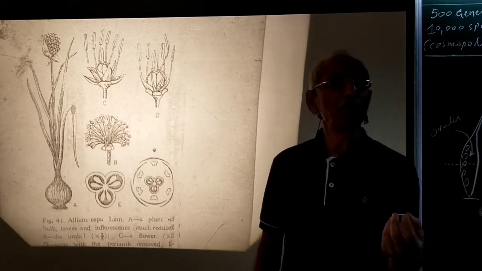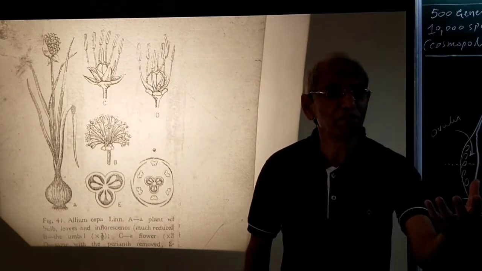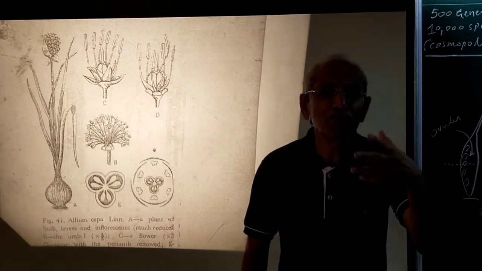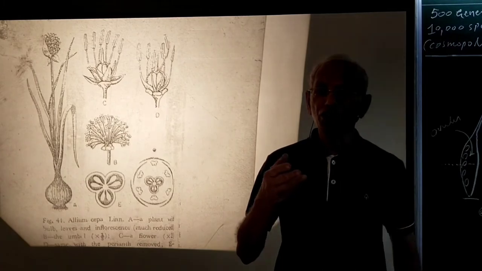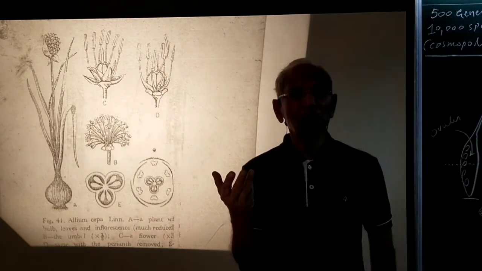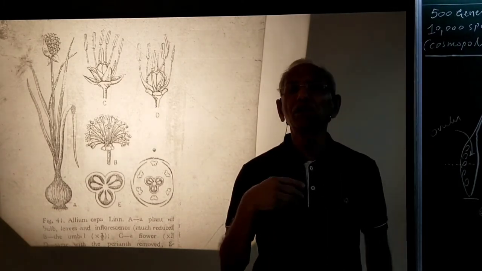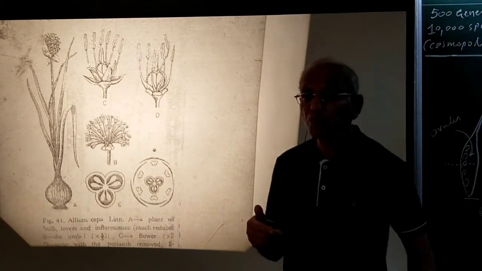Where the umbellate inflorescence clusters can be seen, and later on the fruits with the seeds are there. That is an important thing. Onion seeds are very costly, because that's how the onions are cultivated. There's a kind of vegetative propagation too.